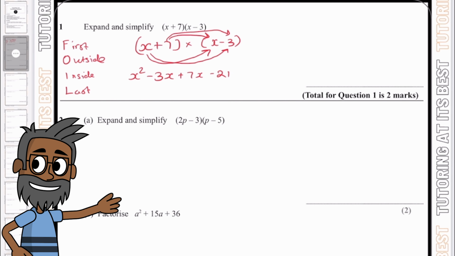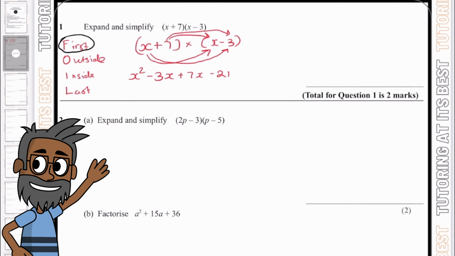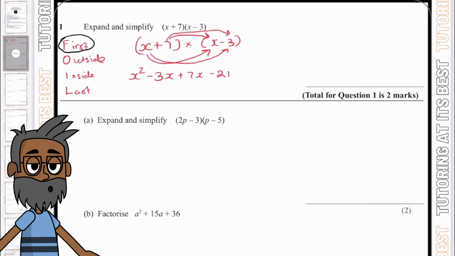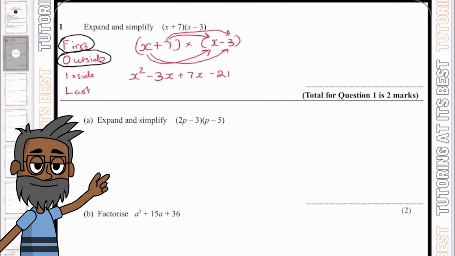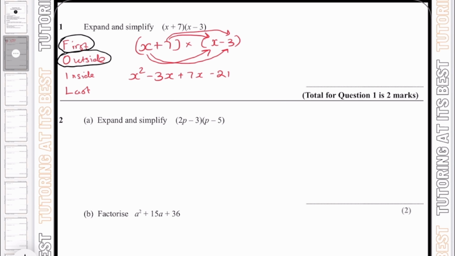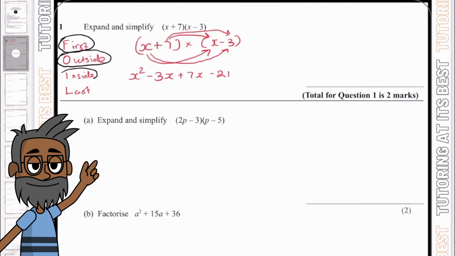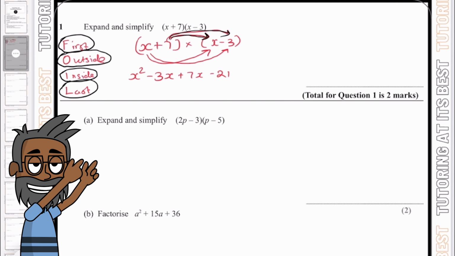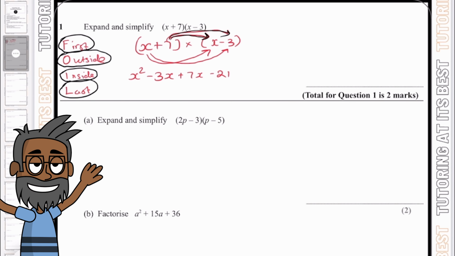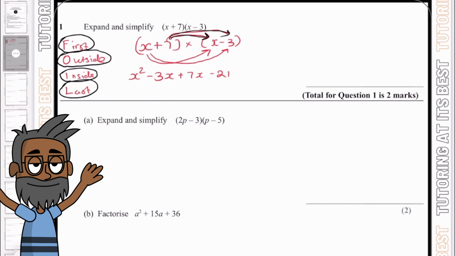So again, what have I done? I multiplied the first item in the bracket. I then went on the outside of that bracket, which was x times minus 3. Before multiplying the inside, which was 7 times x, and then the last, which is your 7 times minus 3. And that's the method that I will be using. So remember, that's now expanded. We now need to go ahead and simplify this.